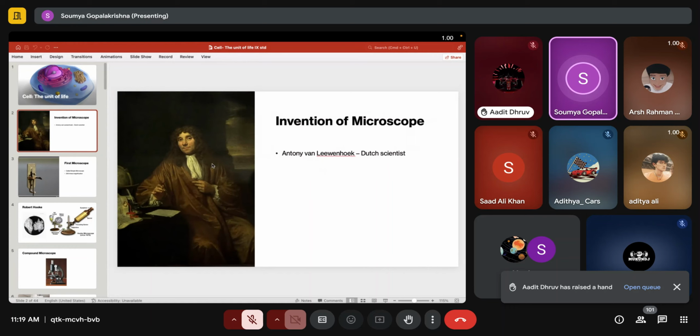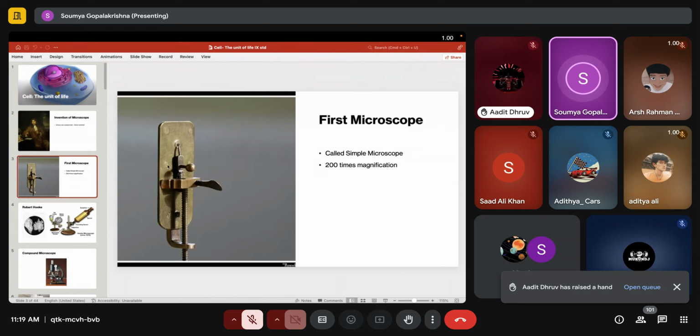So he had a hobby. Anthony van Leeuwenhoek, he was a Dutch person. He had a hobby to make different kinds of lenses and view under it. So that's how Antony van Leeuwenhoek was the first person who invented the microscope. Now, this is the first microscope that Antony van Leeuwenhoek invented. Okay, this is the microscope of Antony van Leeuwenhoek. We call this a simple microscope.